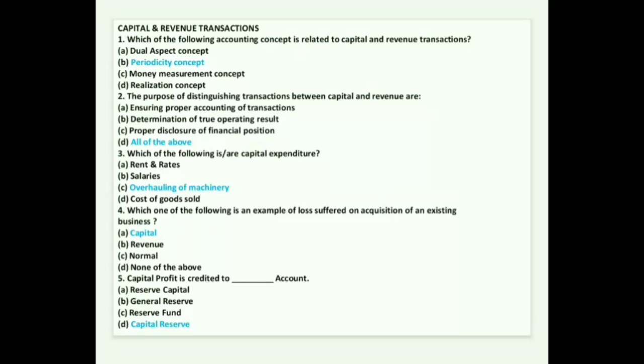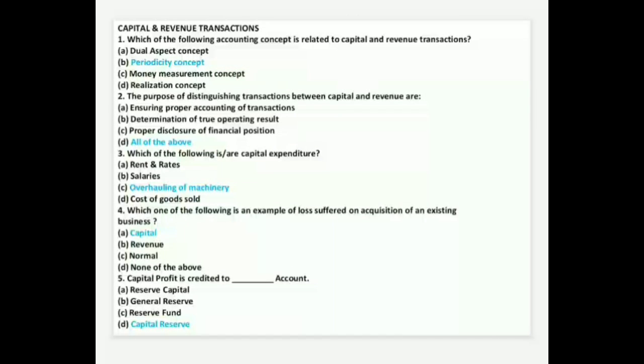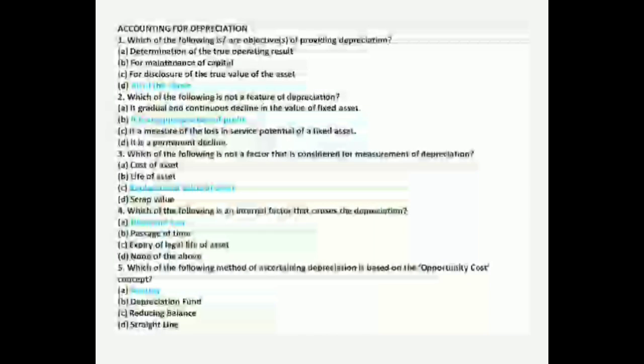Now next: capital profit is credited to which account? The options are reserve account, general reserve, reserve fund, capital reserve. Whenever there is a capital profit, a profit on capital investment, it will be credited to the capital reserve account. Now let's talk about the accounting for depreciation.